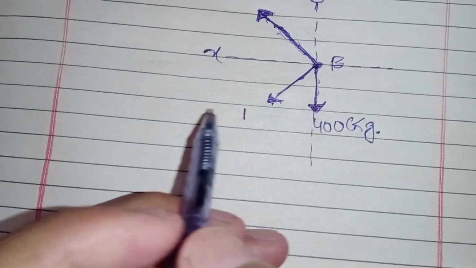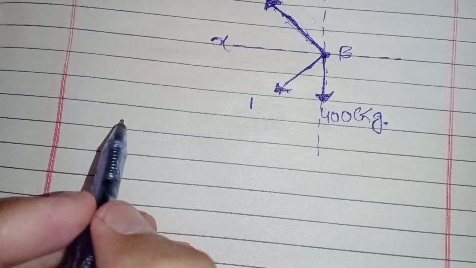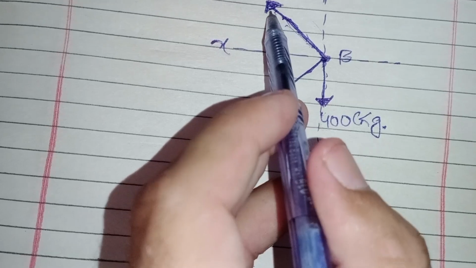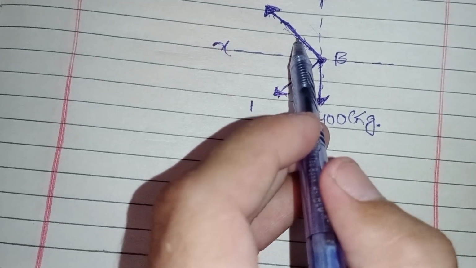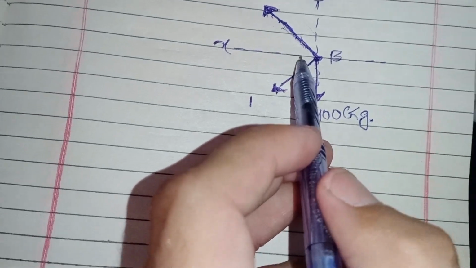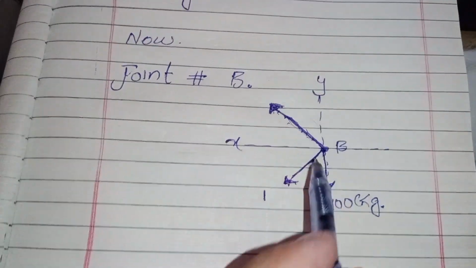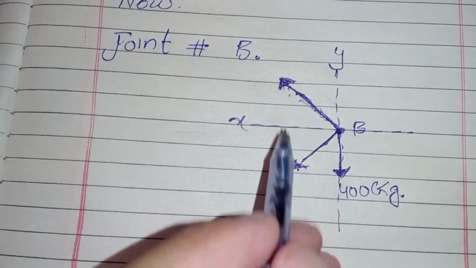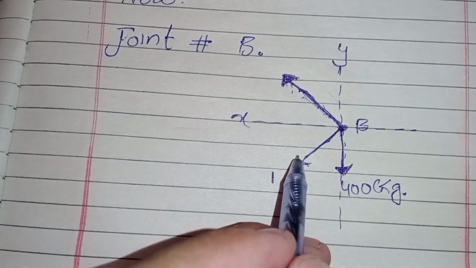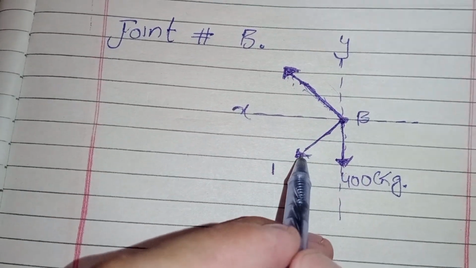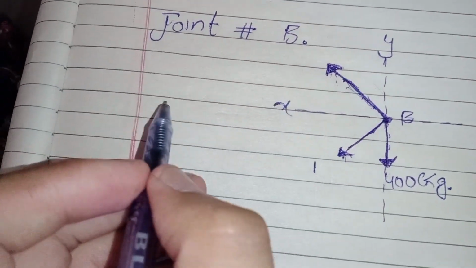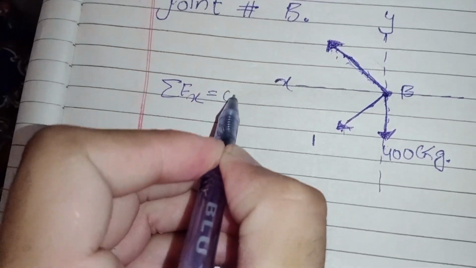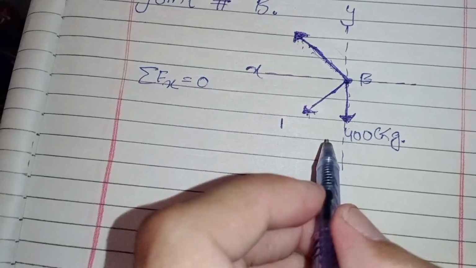After that, if my answer comes with a negative sign, our assumption was wrong, and we have to change this direction from tension to compression. Okay, so later on we will see whether this is really in tension or in compression. So now I assume both forces are in tension. So summation of F of x, force in x direction, equal to 0. So I will take all the forces in x direction.